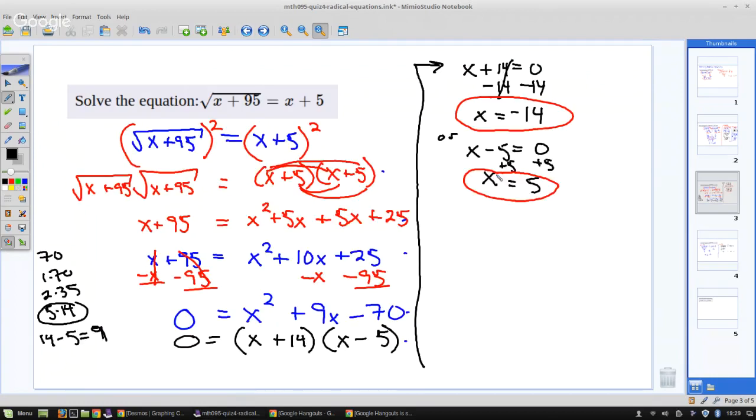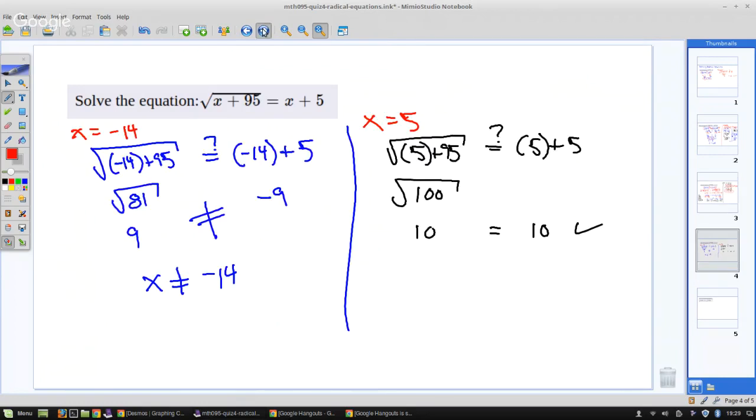So coming back here, I am just going to cross this sucker out. Nope. Not a solution. This one is. All right, you never know. Sometimes you get 1, sometimes you get 2 and one of them will work. Sometimes you get 2 and both of them will work. Sometimes you get a solution and it won't work at all. Rational or radical equations are tricky suckers.